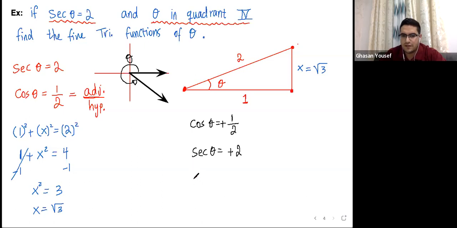Now the sine function of theta is the opposite over the hypotenuse, but don't forget the minus. Minus because it is in the fourth quadrant. In the fourth quadrant, the sine function would be negative. So it is negative square root of 3 over 2. Cosecant is the reciprocal of sine. It is negative 2 over square root of 3.